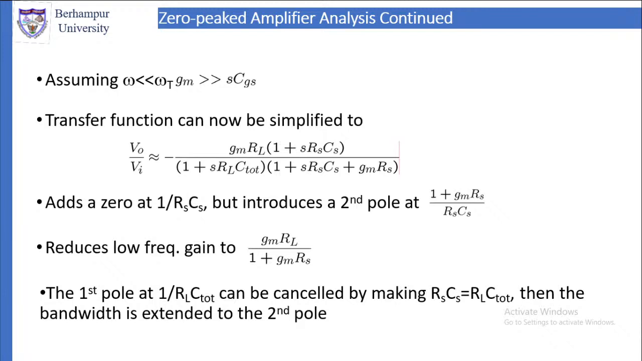Now at the lower frequency, the gain will be reduced to GMRL by 1 plus GMRS. That will be the gain at the lower frequency. The first pole is at 1 by RLC total. That can be cancelled by making RSCS equal to RLC total. If you make RSCS equal to RLC total, the first pole is equal to the zero, so the first pole is cancelled. Then the bandwidth is extended up to the second pole. There is no first pole, only the second pole. Bandwidth extends up to the second pole.